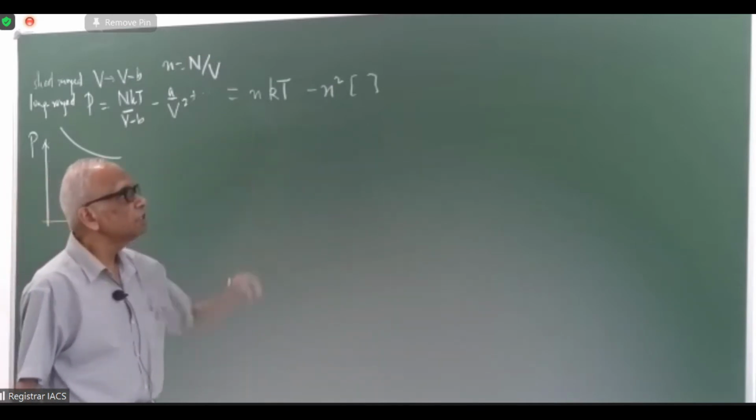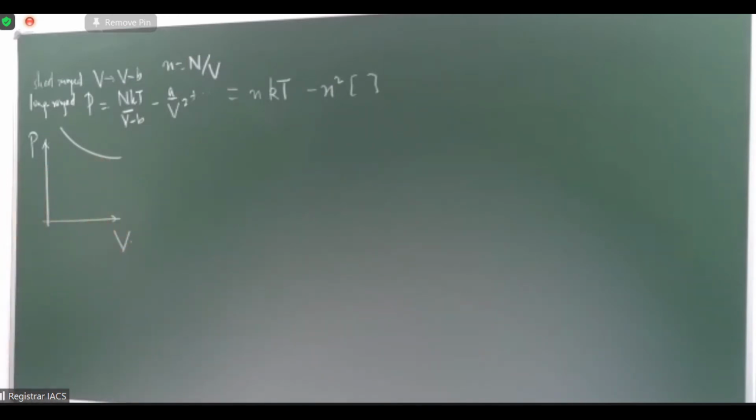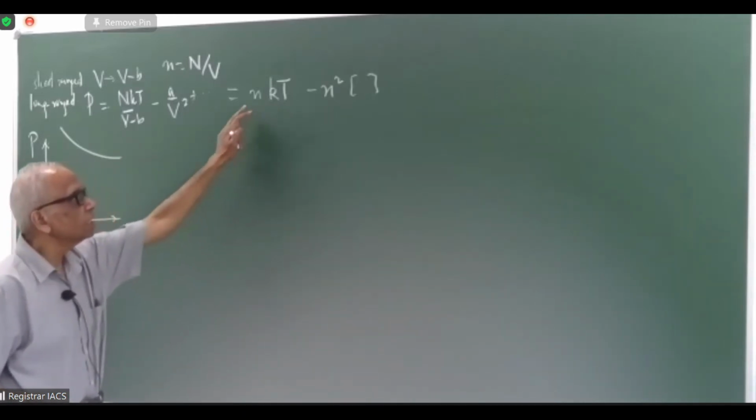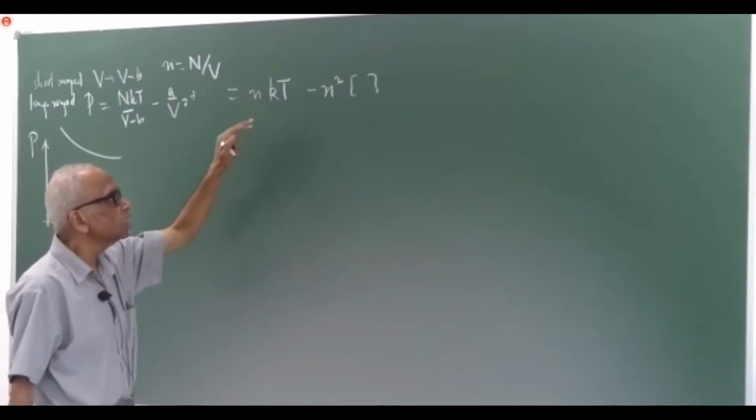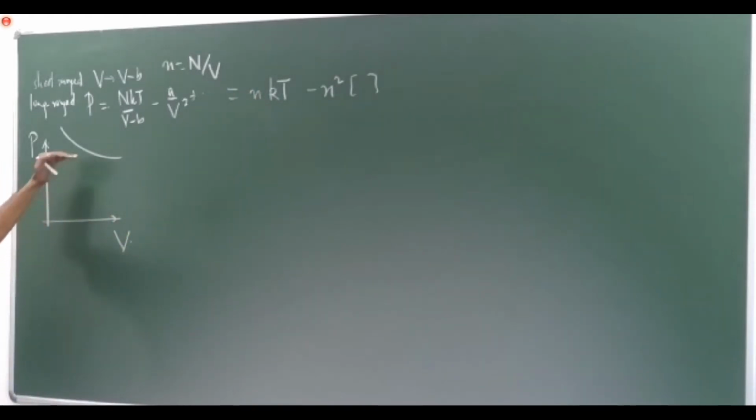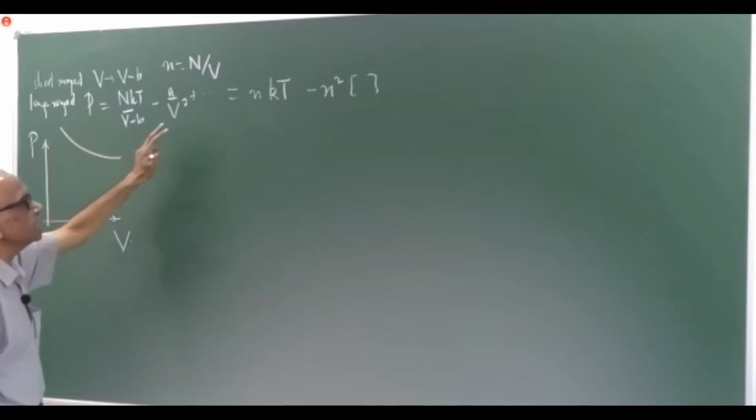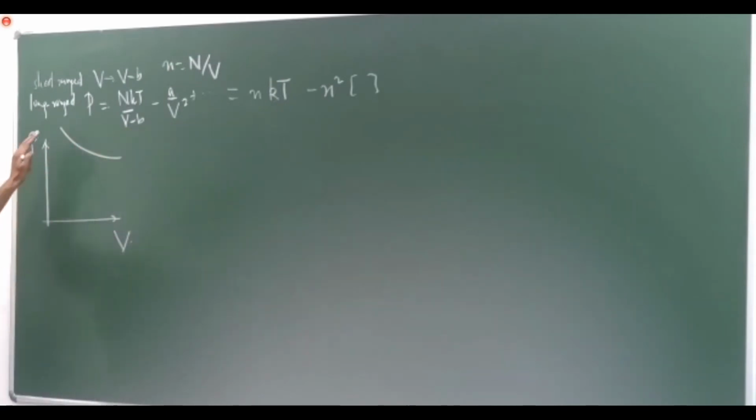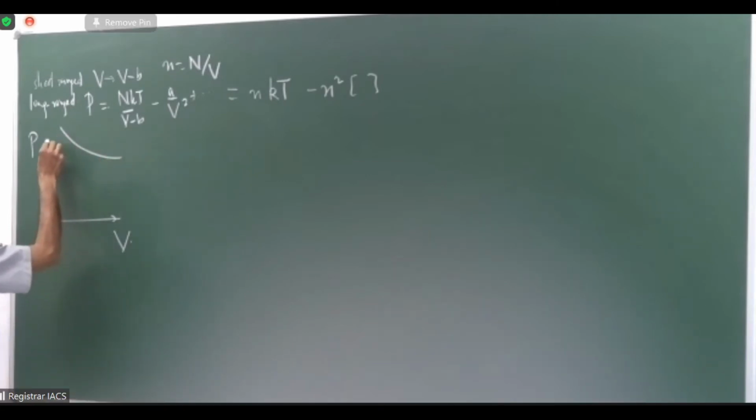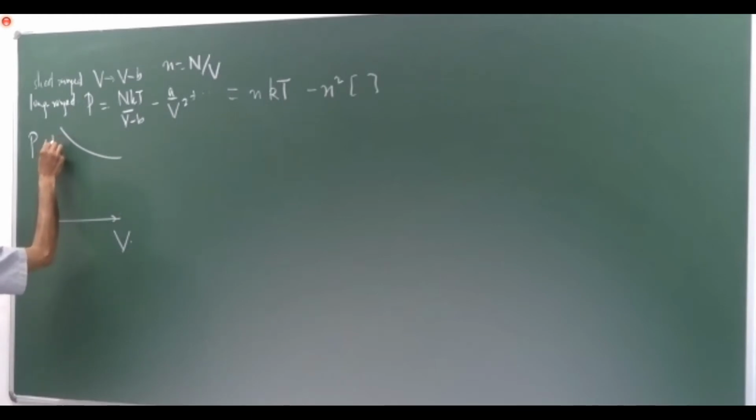So it's nkT minus n squared and so on. The initial part, when you are looking at this at temperatures which are high enough, is the dominant term, and you look more or less like the ideal gas, PV equal to constant. And then there is a critical temperature, beyond which this develops.